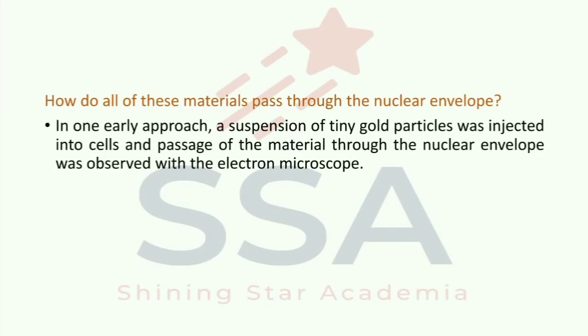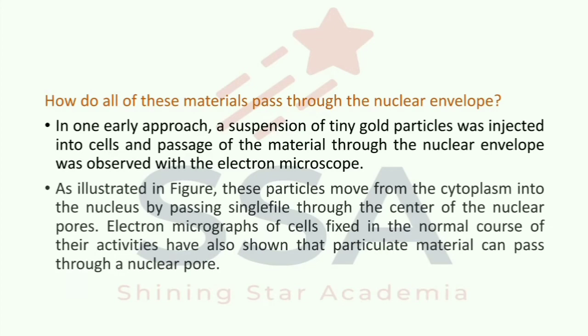In one early approach, a suspension of tiny gold particles was injected into cells and the passage of the material through the nuclear envelope was observed with the electron microscope. As illustrated in the figure, these particles move from the cytoplasm into the nucleus by passing in single file through the center of the nuclear pores. Electron micrographs of cells fixed in the normal course of their activities have also shown that particulate material can pass through a nuclear pore.